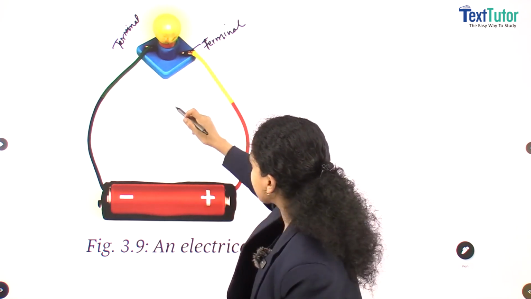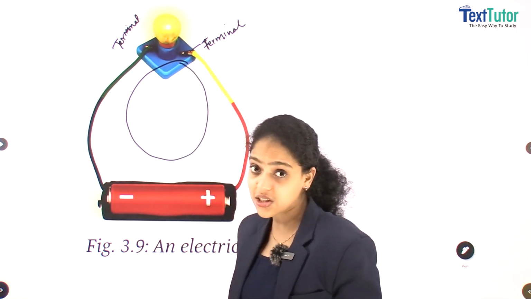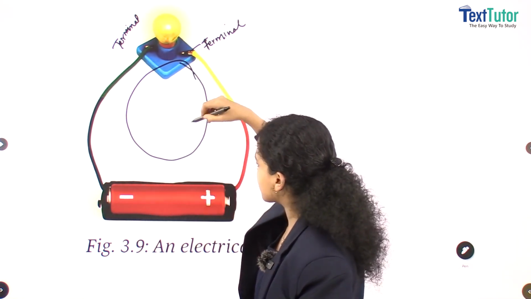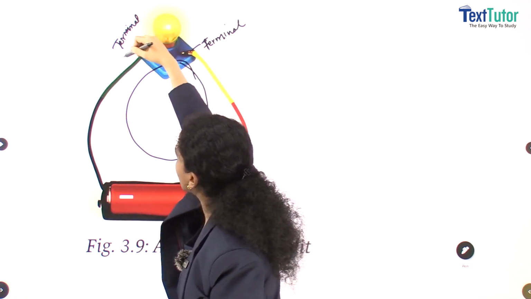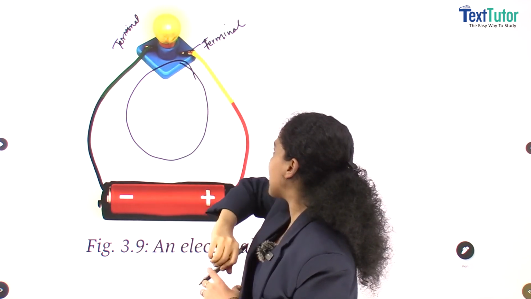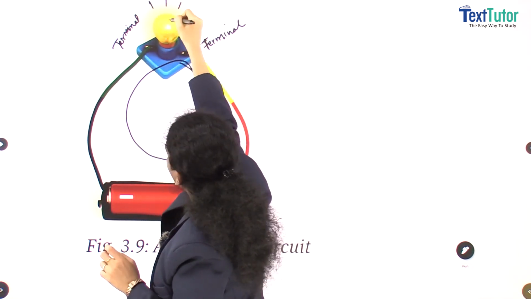So this circuit is complete. You can see this is a complete circuit. There is no break in the circuit. So electric current flows through this circuit and makes the electric bulb glow.